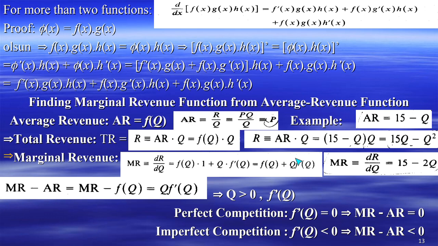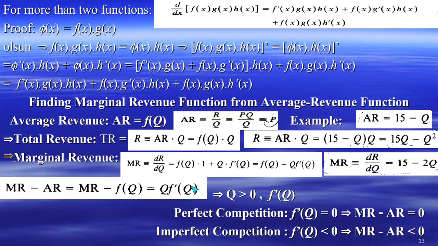This is the marginal revenue function. You see? And f of q is the average revenue function. If I put it on the left-hand side, it becomes minus AR. So I obtain MR minus AR, which is marginal revenue minus average revenue, marginal revenue minus f of q, which is equal to the right-hand side, which is q times f prime of q.